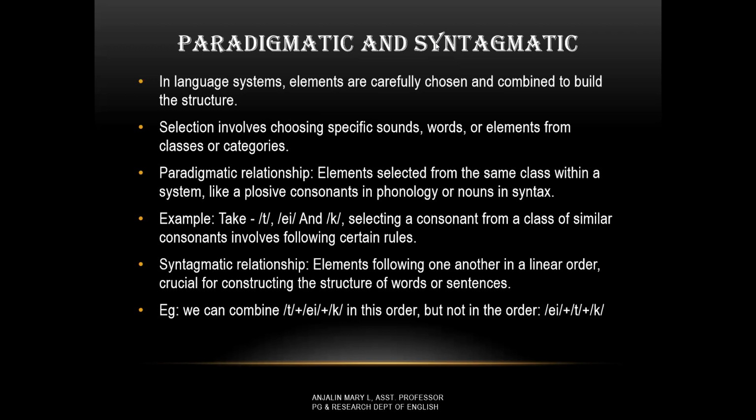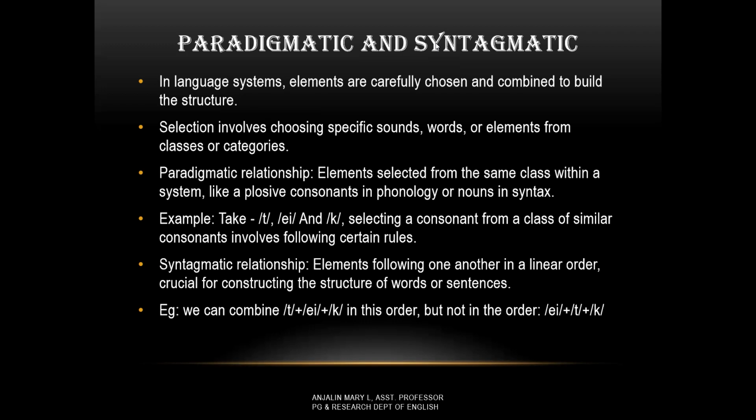In this process of selection, certain rules operate. We can select one element at a time from among a class of similar elements, like a particular consonant from a class of similar consonants, a noun from a class of nouns. With reference to the example in the slide, we can choose the consonant t instead of k or b, because the word that we have taken is take. So the sound we are going to choose is t, not k or b. We could have chosen them because they're all similar, because they're all plosives. They all belong to the same category of sound.